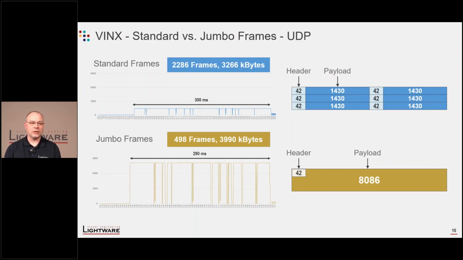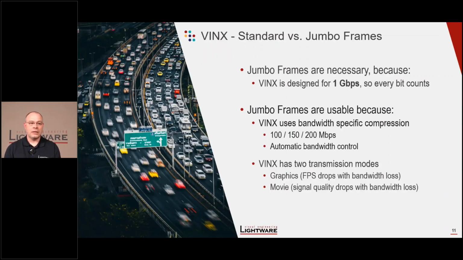Now, I gave you a little bit of an example of how standard frames and jumbo frames look. If I send the same information in standard frames, I need a little over 2,200, almost 2,300 packets to deliver in about 300 milliseconds. That was a Wings initial screen image. And I did the same thing with jumbo frames, where we need a little under 500 packets. So we have a lot fewer headers, and we are actually saving some bandwidth because we need that for data. Now, the important part of this actually is that because the Wings products are designed for the gigabit Ethernet network, every bit actually counts.